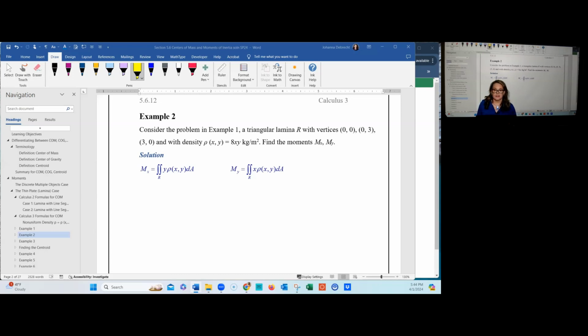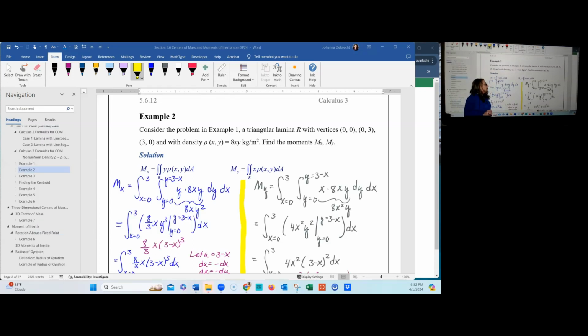In order to calculate the moments, we need to use the formula y times the density for the moment with respect to x, and x times the density for the moment with respect to y inside of the double integral. Our limits of integration are the same as when we computed the mass. So when I integrate the y times 8xy, this gives me 8xy squared. So y squared integrates to y cubed over 3. So I get 8/3 xy cubed, which gives me (3 minus x) the quantity cubed, times 8/3 x.